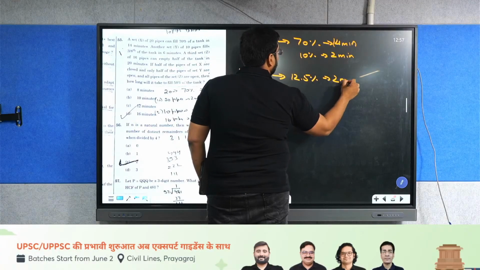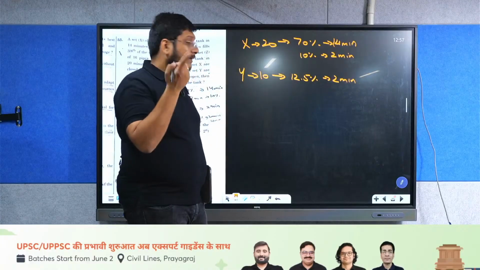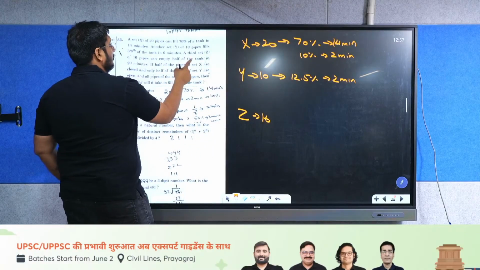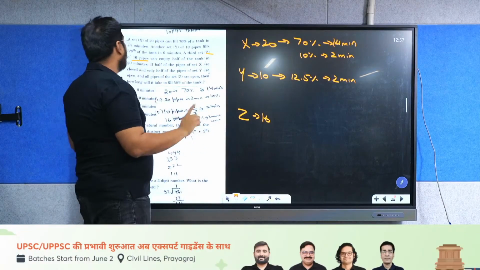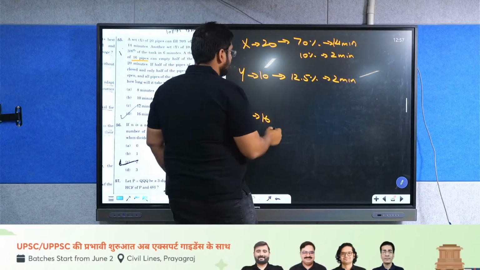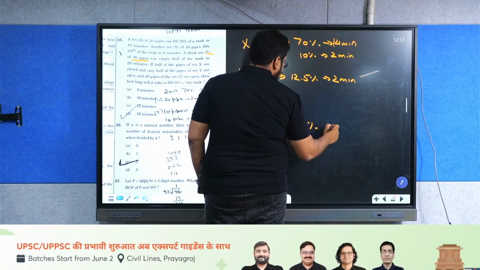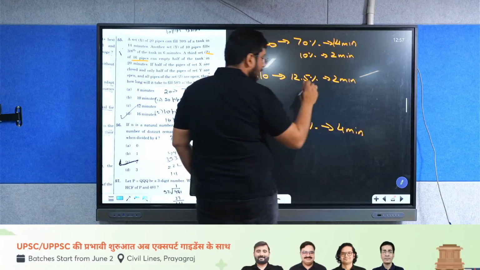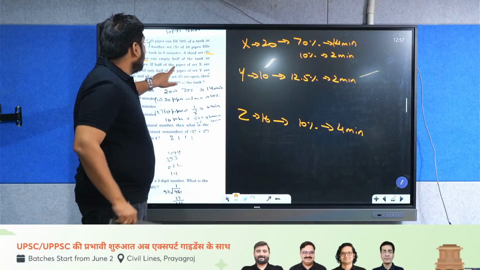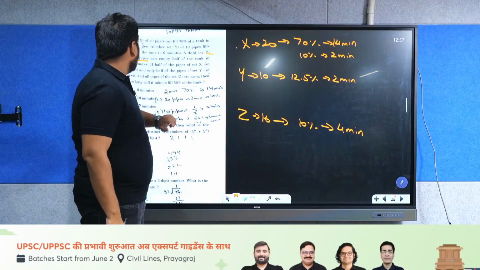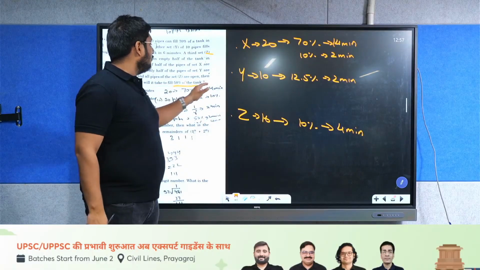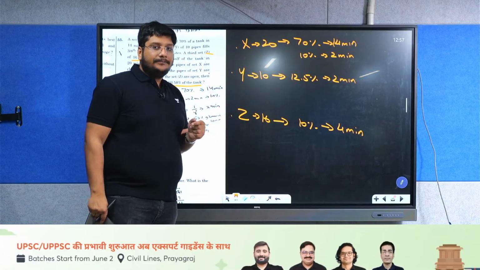12.5% in 2 minutes. Now there is another set Z which has 16 pipes. Z can empty half of the tank in 20 minutes, 50% in 20, that is 10% in 4 minutes. What is asked is, if I take half of the pipes of set X, half of the pipes of set Y and all the pipes of set Z, then how long will it take to fill the tank? 50%.